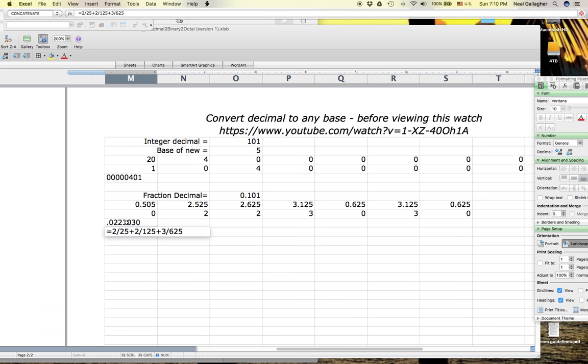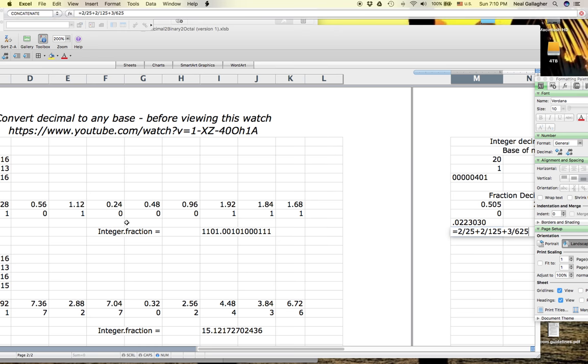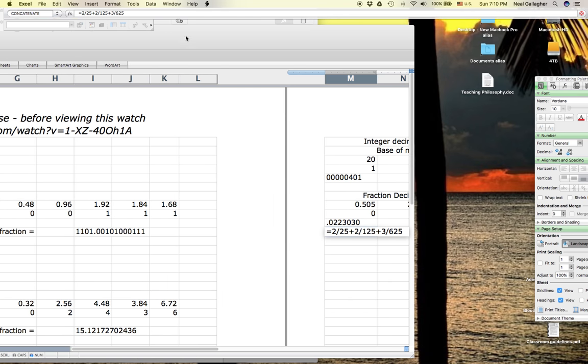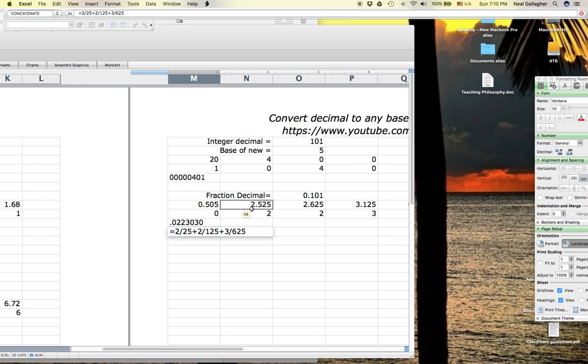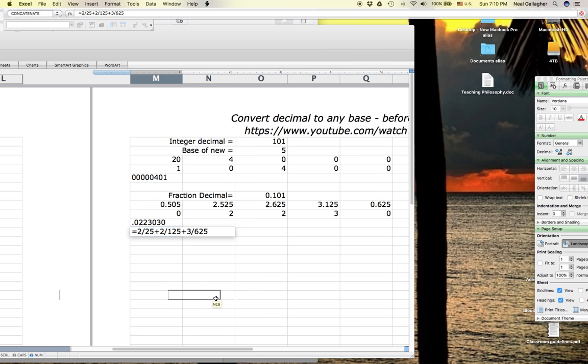And this should approximately equal, but I'm not going all the way out on this fraction here, this should be converging in on 0.101 as a decimal. So let's see what we get: 0.1008. So if we rounded it to 3 places, we would have 0.101.